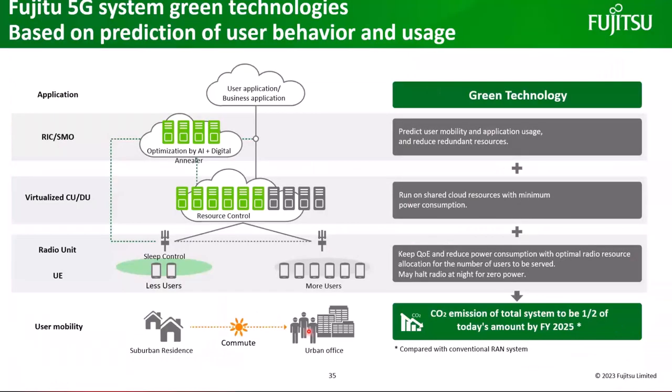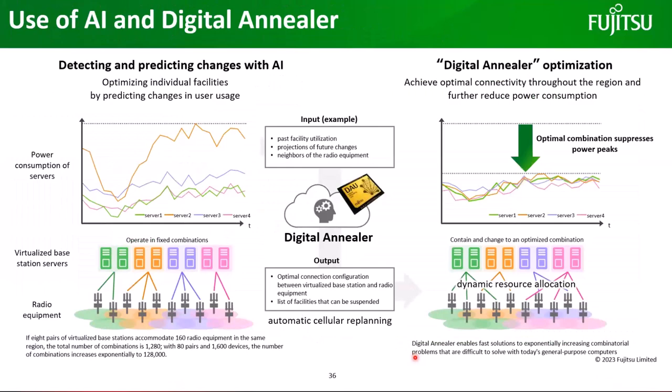Okay, next, let's look at the overview of CO2 emissions reduction in a system including 5G virtualized base stations. The AI and digital annealer operations management functions can optimize 5G virtualized base stations and wireless devices. As a result, we believe that total system CO2 emissions can be reduced by 50% compared to conventional base station systems. To realize this, there are technologies: automatic cellular replanning, and dynamic resource allocation.